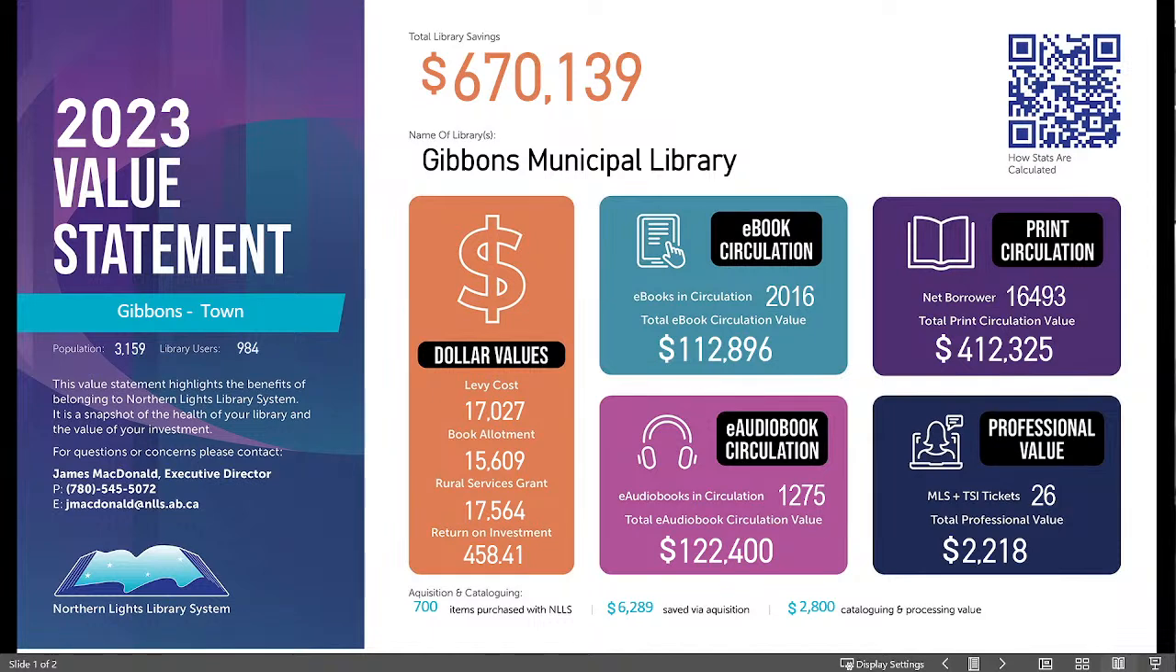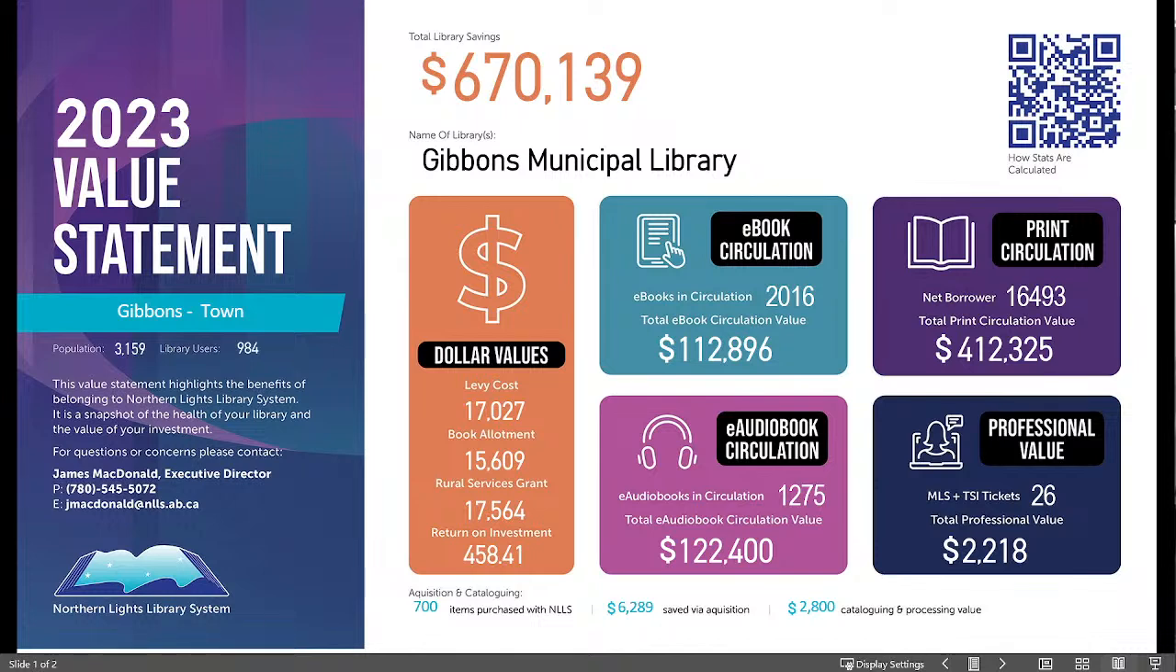So you pay about $17,000 to be a member of Northern Lights. Out of this, we take a book allotment, $2.15 per person. On top of that, the county is a member, so your library gets a book allotment from the county as well, a portion of theirs. And so you get back $15,609 as a result of that to your library for the purchase of books. So it doesn't go to our operating.